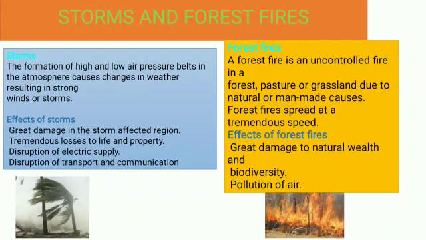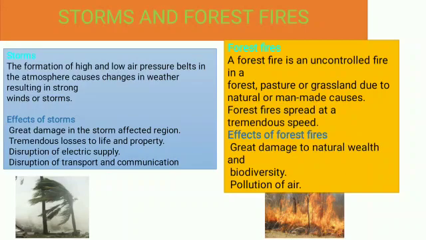of electric supply, disruption of transport and communication. Wherever storms occur, there is a heavy loss to human life, to life of others and property. There is disruption. There is a power failure. There is disruption of transport and communication.